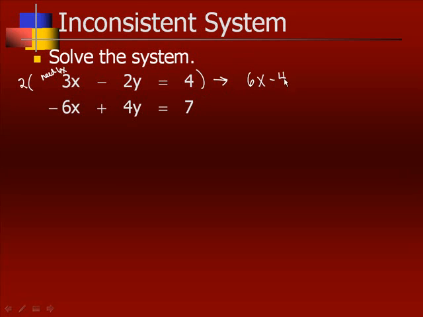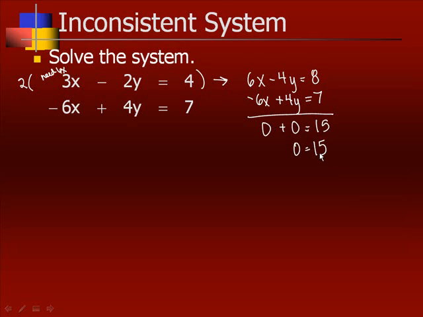So that would give us 6x minus 4y equals 8. The bottom one gives us negative 6x plus 4y equals 7. Now in this case, the x's cancel, the y's cancel, but the numbers don't. So what that says is 0 is equal to 15.